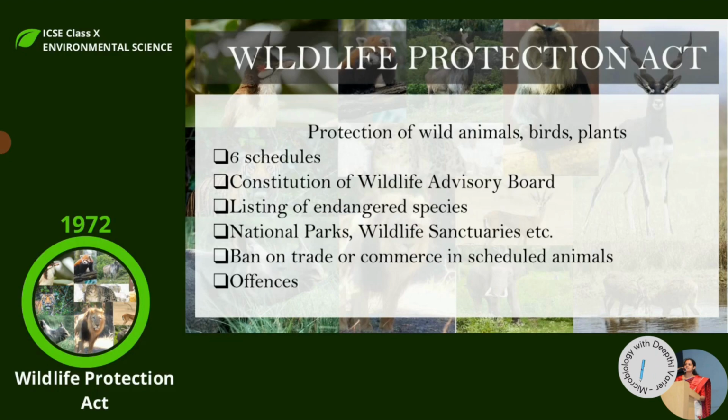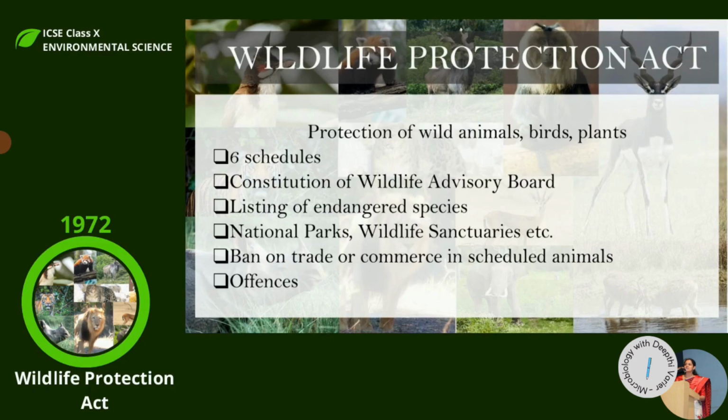So the Wildlife Protection Act, like the name says, is for protection of the wildlife. There were acts before this as well, but with this act, a lot of details were actually spelled out by the government, and this came into place in 1972. It was implemented in 1972 by the Parliament of India.